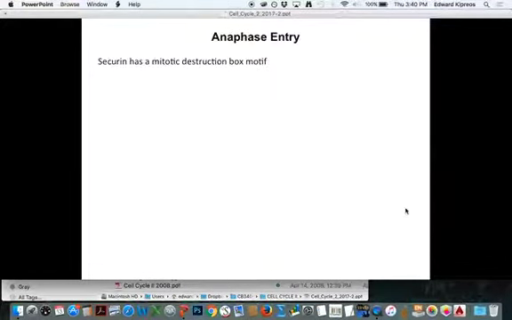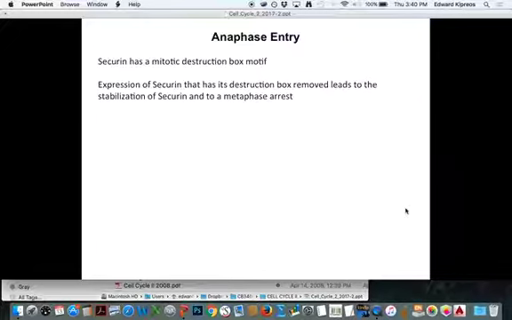Okay, and this is just some kind of logic of what's going on. So securin, which is what's holding the separase and inhibiting it, has a destruction box. Okay, so basically what happens is APC is going to get activated, and everything with the destruction box, that's its degron, is going to be degraded. Degron just means what it recognizes on the substrate. Okay, so if you express securin that has its destruction box removed, well, the destruction box is how APC is targeting it for degradation. And so in this situation, it can't be degraded by APC. So you basically stabilize securin if you remove its destruction box.